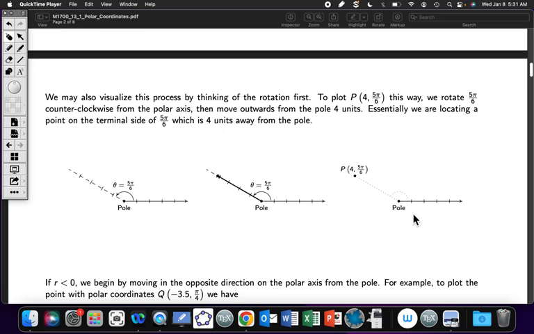So just like with the x and y coordinates moving left and right, up and down, it doesn't matter the order in which you do those motions, you'll get to the same point. That's how it is with polar coordinates. You can either move out and then rotate, or rotate and then you move out.